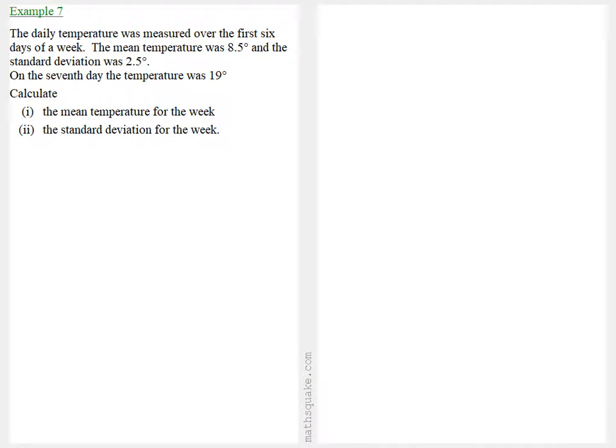Let's look at one more example, example 7. The daily temperature was measured over the first 6 days of a week. The mean temperature was 8.5 degrees and the standard deviation was 2.5 degrees. On the 7th day the temperature was 19 degrees. Calculate the mean temperature for the week and the standard deviation for the week.